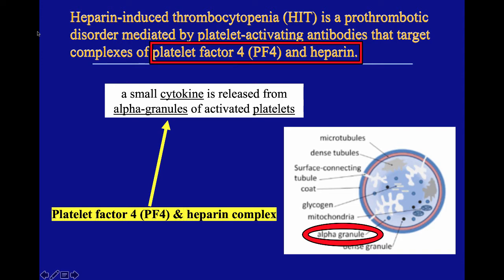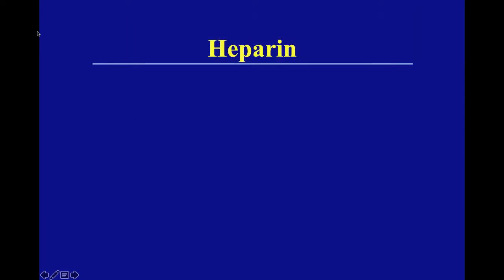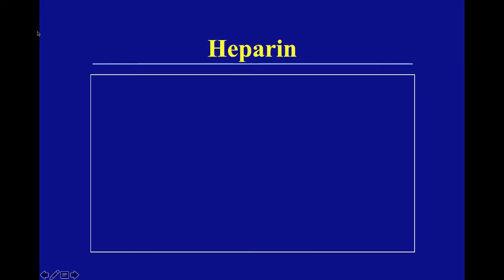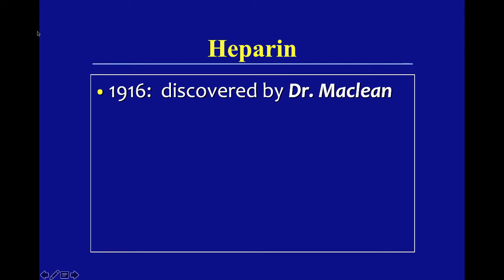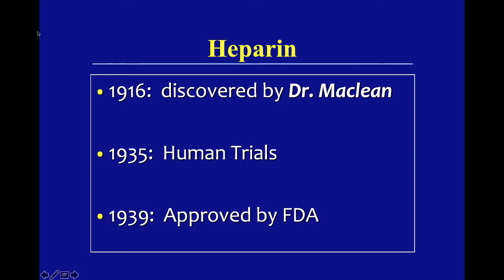And of course, for us perfusionists, heparin is a very, very important drug. Arguably the most important drug we use for cardiopulmonary bypass to prevent the blood from clotting in our circuits. So let's look at heparin as a way of review. It was discovered by a medical student at Johns Hopkins, Dr. McLean. By 1935 there were some human trials, and by 1939 it was approved by the FDA. So it's been around for 80 years.